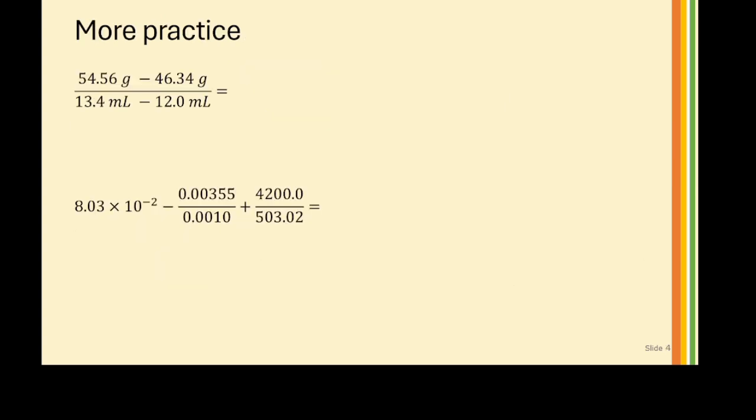A couple more. Note that, again, remember this is sort of implying that I first need to subtract, and then divide. So again, I'm going to use that in my rounding rules. So I first do 54.56 minus 46.34. And I get 8.22. Note that this is good to the second decimal place. This is good to the second decimal place. So this is good to the second decimal place.